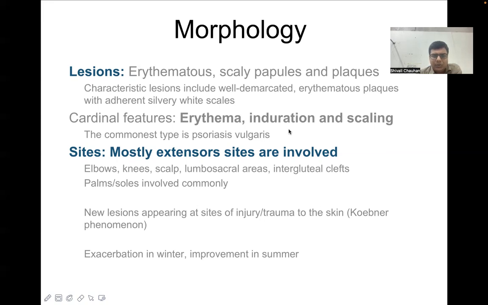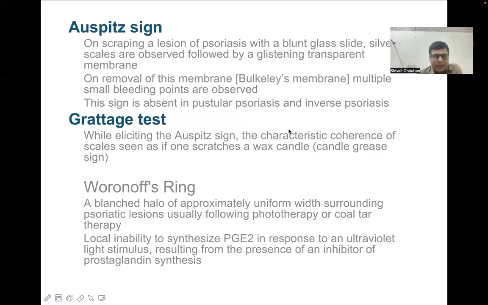The most common sites involved are extensors, elbows, knees, scalp, lumbosacral area, and intergluteal clefts. Palms and soles are also commonly involved. New lesions can come at the site of trauma, which is called Koebner's phenomenon. And there is exacerbation of psoriasis in winter and improvement in summer.